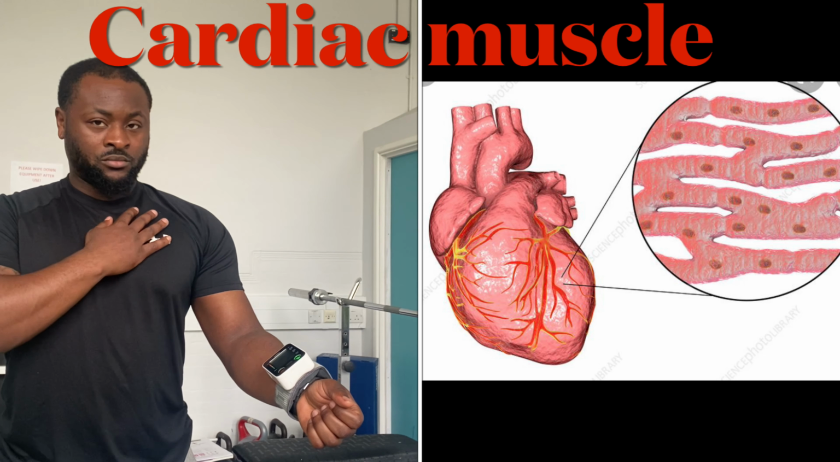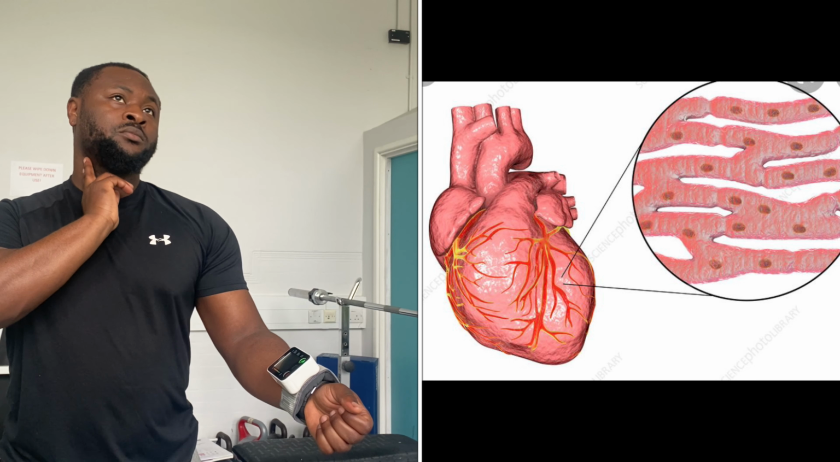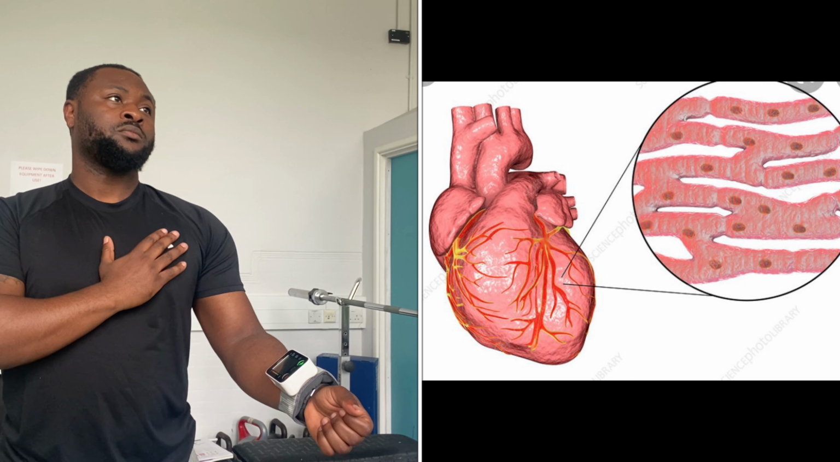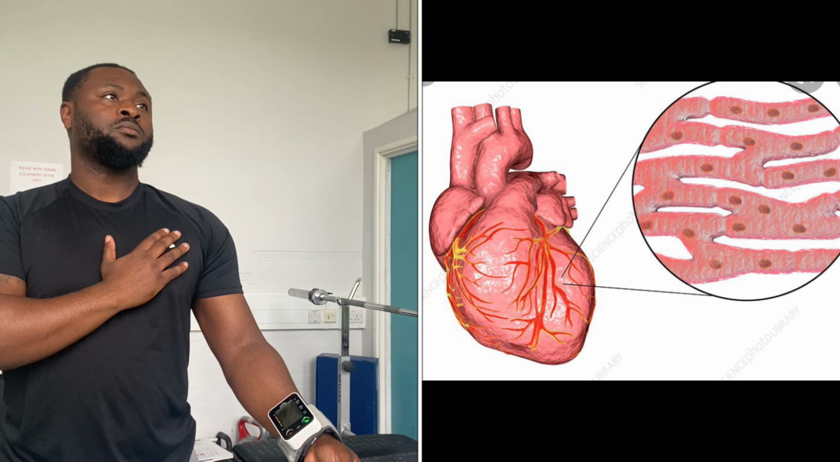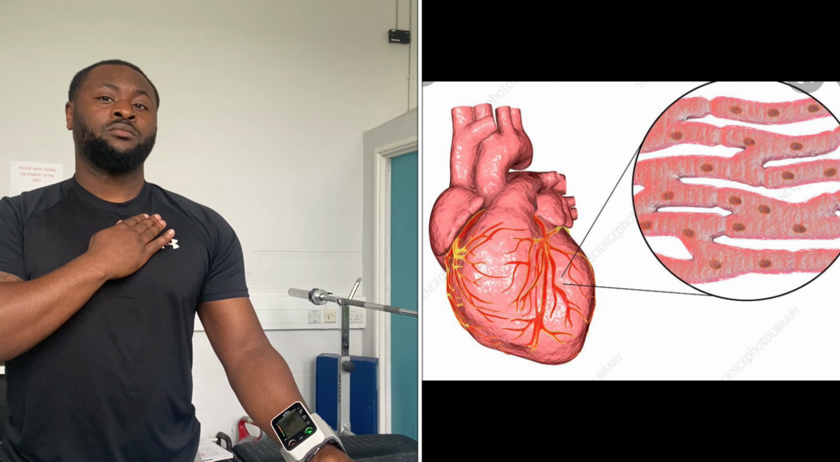And now let's look at the cardiac muscle. Cardiac muscle forms the heart. Cardiac muscle is unconsciously controlled. We do not have to think to make it contract. For example, cardiac muscle in the heart contracts to pump blood around the body.